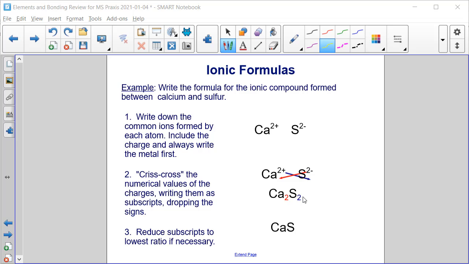I just need to show the lowest ratio of cation to anion. So I can reduce this and just write for every 1 calcium 2+ ion, I have 1 sulfur 2- anion, or I have an overall compound of CaS.